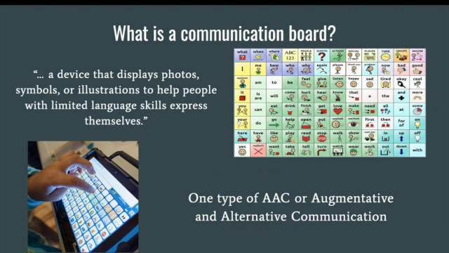So to begin, what is a communication board? A communication board is defined by Healthline as a device that displays photos, symbols, or illustrations to help people with limited language skills express themselves. And you can see 2 examples of communication boards on the slide. The communication board that I built for my Gold Award is a low-technology communication board and is only one type of AAC, or augmented and alternative communication.